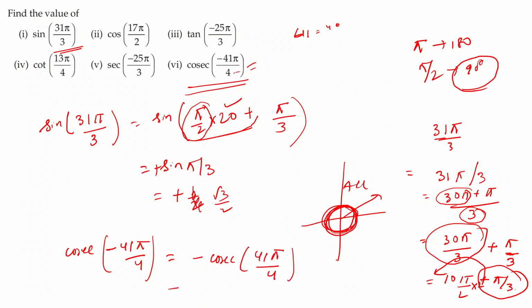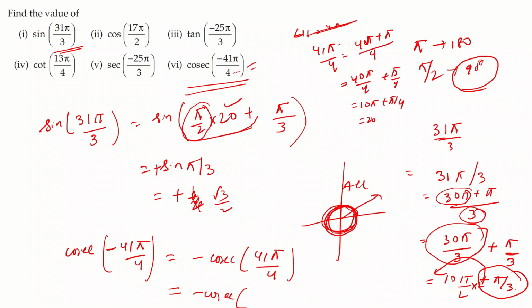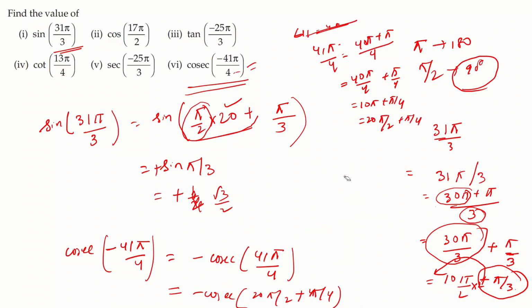Now we write 41 pi by 4 as 40 pi plus pi, and then we split it again: 40 pi by 4 plus pi by 4. That gives you 10 pi plus pi by 4, which can again be written as 20 pi by 2 plus pi by 4. Let me erase all these so that I can have some space to write.